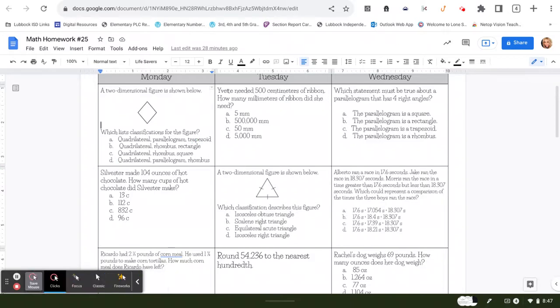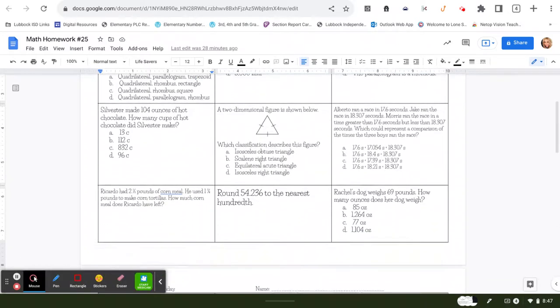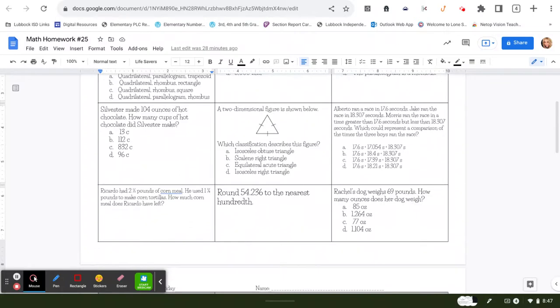Okay, looking at the next one. You are going to need your STAR reference sheet for this one. It says, Sylvester made 104 ounces of hot chocolate. How many cups of hot chocolate did Sylvester make? We're going to make our input-output table. I'm going to look at capacity on my STAR reference sheet, because cups to fluid ounces is capacity. There are also ounces that are in weight, but it's different ounces. When we're talking cups here, we're talking fluid.